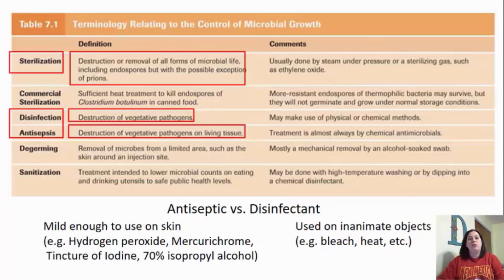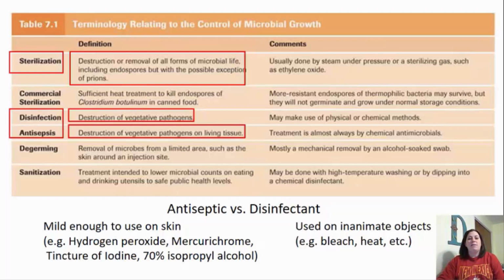Some other things we want to look at are some terms like sterilization. Sterilization is the destruction or removal of all forms of microbial life. Now, this does include endospores, but with the possible exception of prions. Because of this, they're harder to potentially get. Sterilization may not take care of them, but it does take care of endospores.